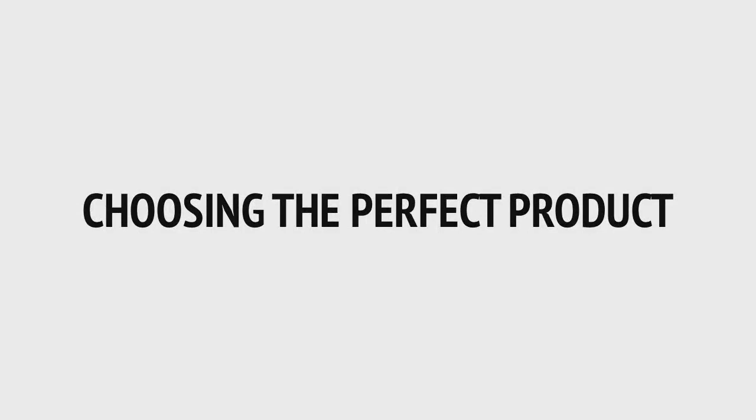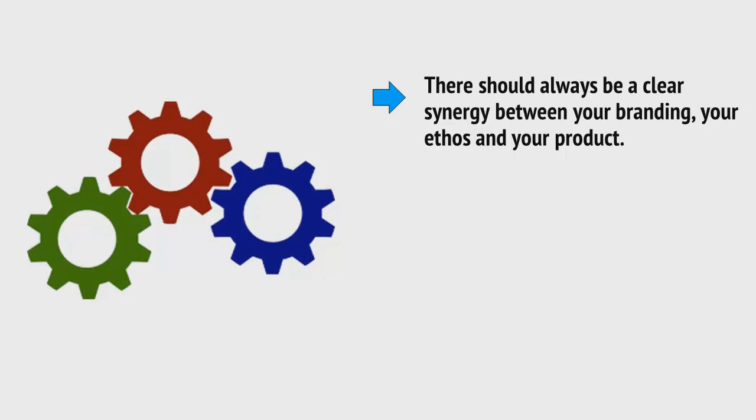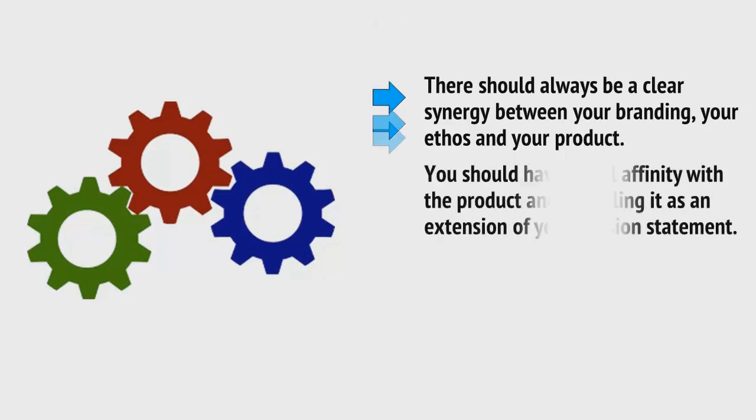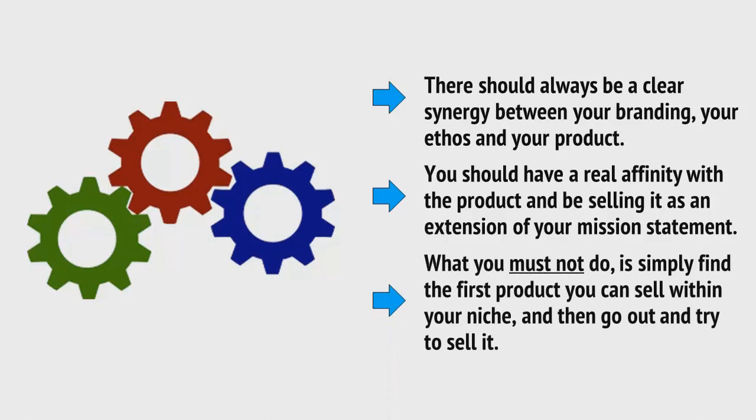Now you have your niche. The next thing to do is to pick an actual product. From there, you can find the manufacturer to help you provide it. The important thing here is there should always be a clear synergy between your branding, your ethos, and your product. That is to say, you should have a real affinity with the product and be selling it as an extension of your mission statement. What you must not do is simply find the first product you can sell within your niche and then go out and try to sell it.